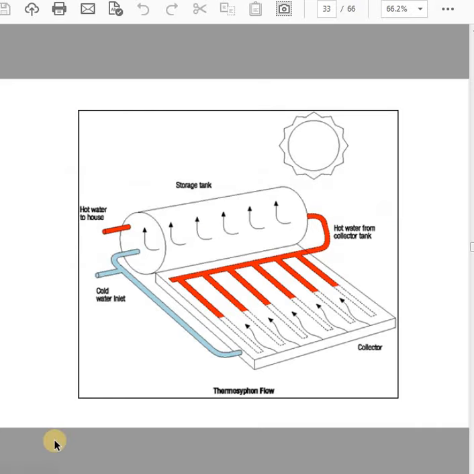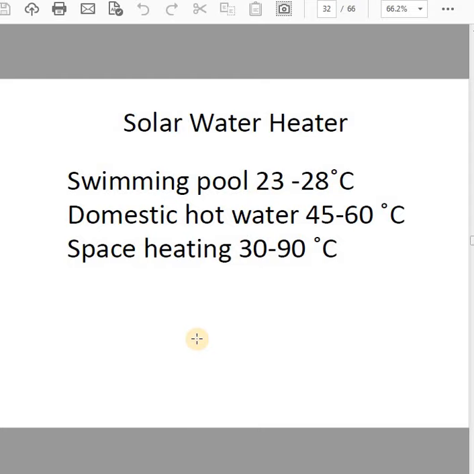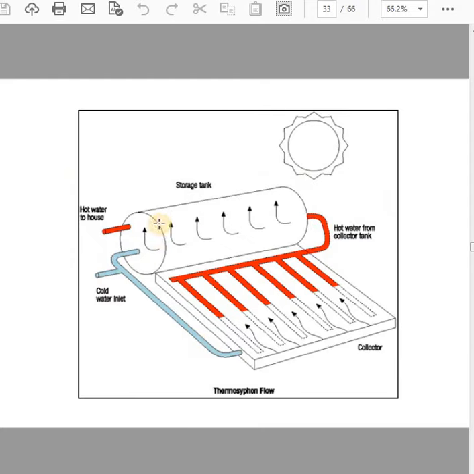Now this is the typical model of a solar heater used for home applications, for heating of water for domestic hot water. Here will be the storage tank, and there will be cold water present in this storage tank. The cold water inlet will be from here, and this water will circulate through this panel, which is being used for solar heating.